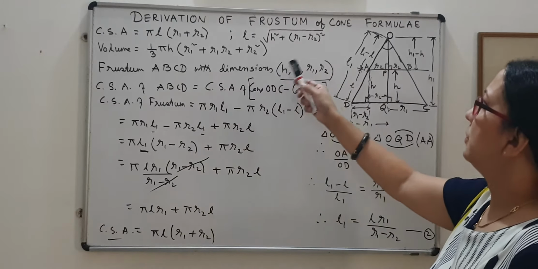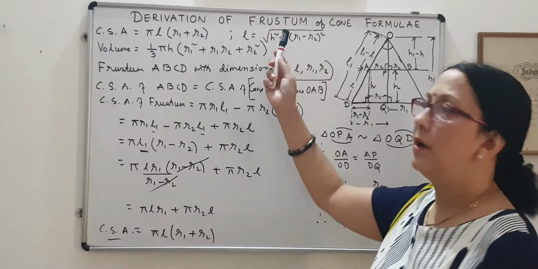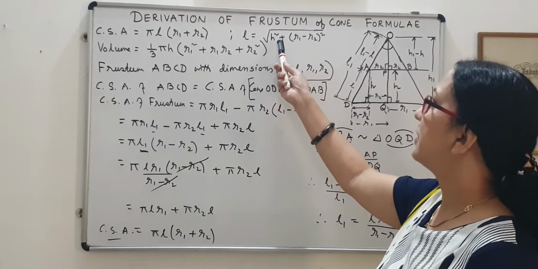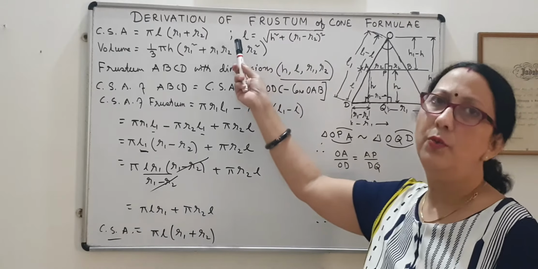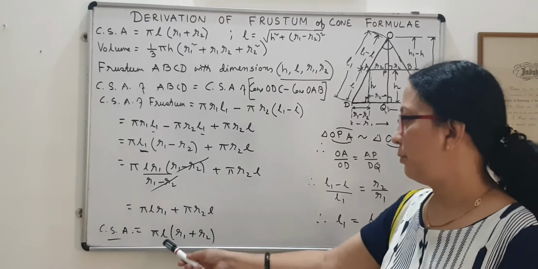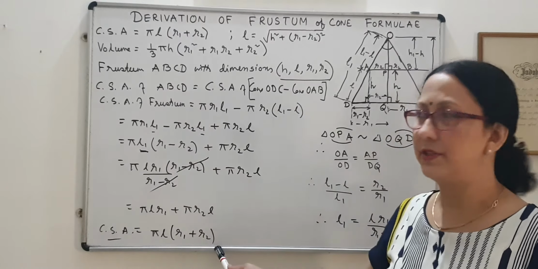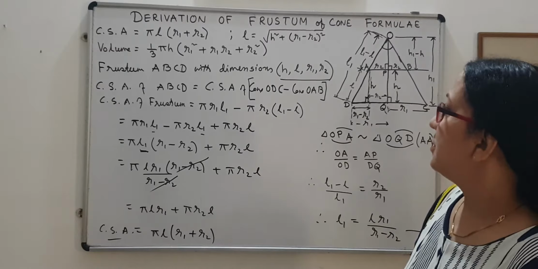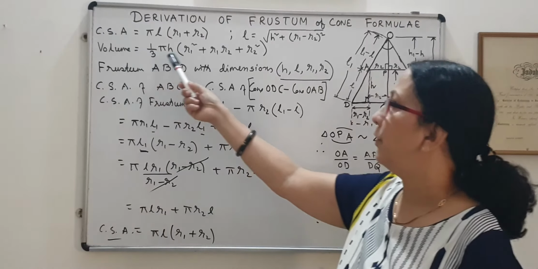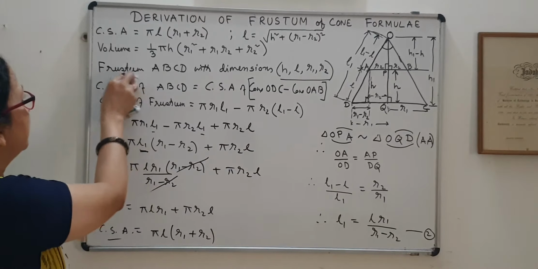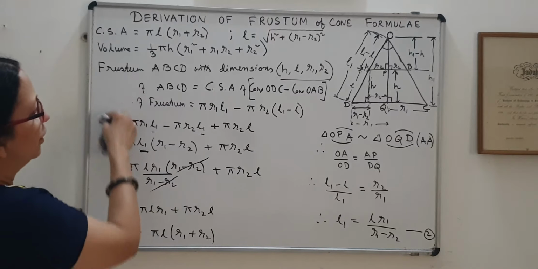So if I know the radii of the two circular faces of the frustum and the height of the frustum, with the help of this formula, we can find out the value of the slant height. So that by putting this value, I can calculate the curved surface area. So this is the derivation of curved surface area. Now similarly, I will be deriving the volume formula. Similar way. So here also, instead of CSA, now I will be writing volume.